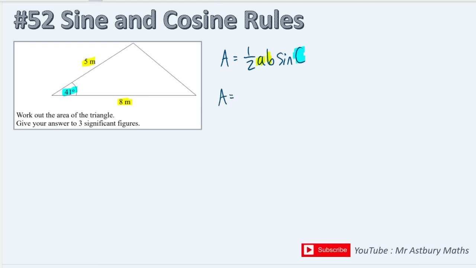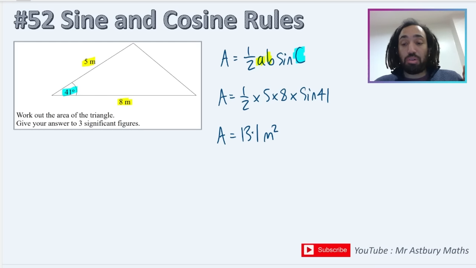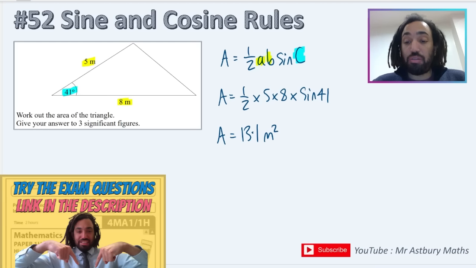So the area is equal to a half multiplied by, in this case, 5 times 8, multiplied by sine of 41. And this gives me an area of 13.1 meters squared to three significant figures. And that's it. Exam questions up above, give them a go, and I'm going to move on to the next topic.